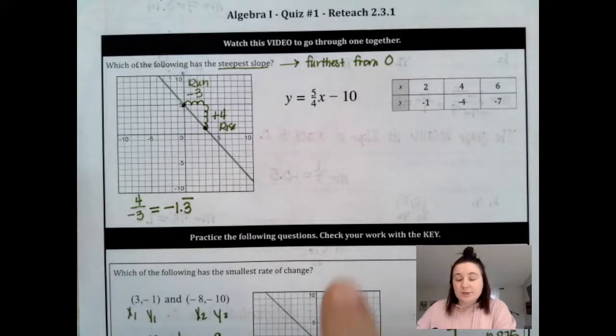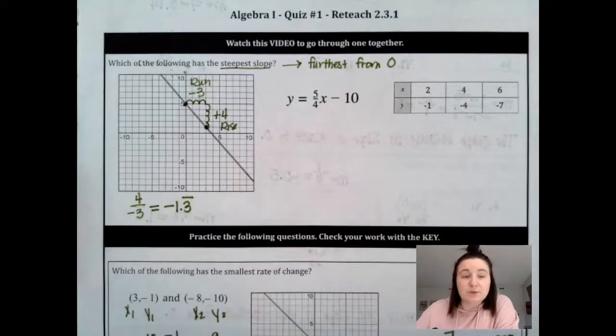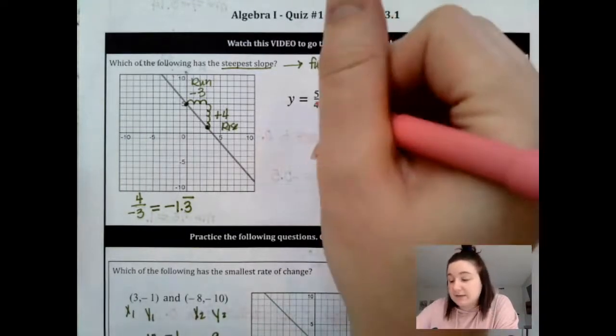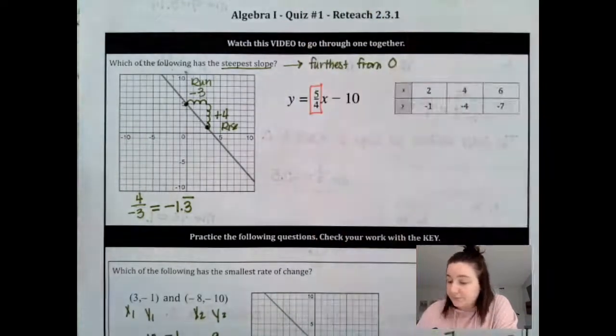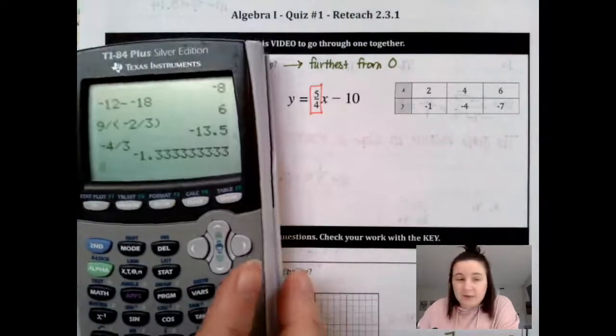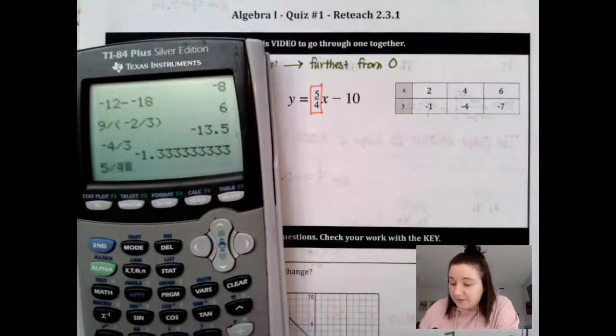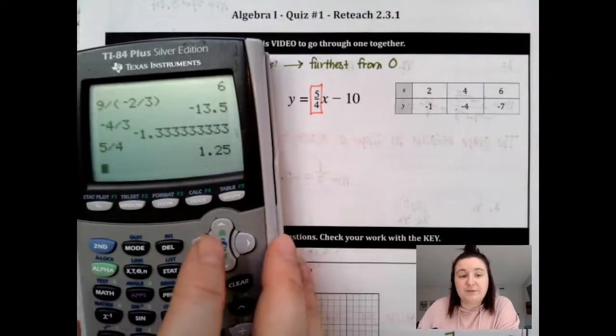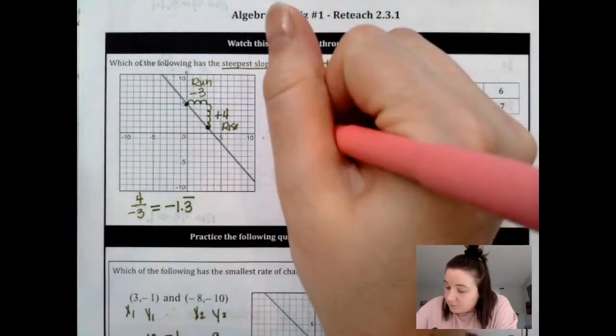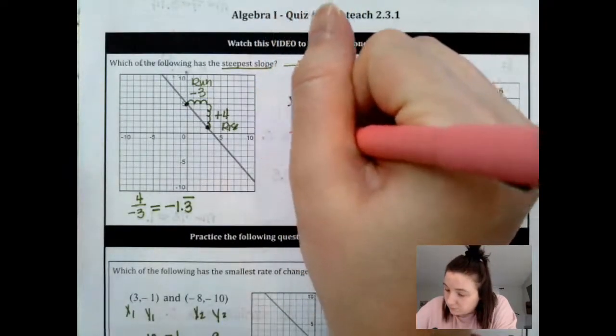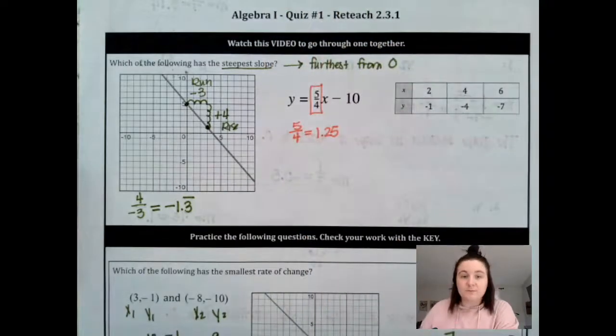For an equation, it's just the m. So slope is just whatever number is in front of x, the m, which is this number. And again, I am not great at comparing fractions, so 5 divided by 4 is 1.25. So there's my second one.